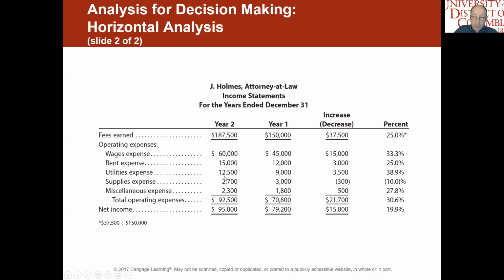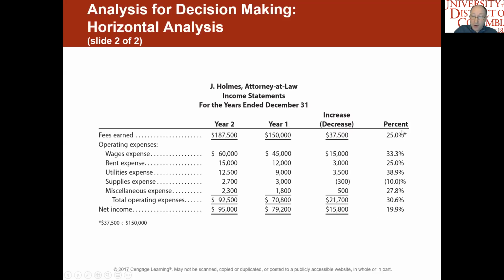Utilities expense went up 3,500. That represents 38.9% of all of our expenses. Our supplies expense decreased by $300. That's a decrease of 10%. Our miscellaneous expense increased by 500. That represents 27.8% of all of our expenses. Our total operating expenses represents 30.6% of our business. Our net income increased by 15,800 from year to year, representing 19.9% of our business.